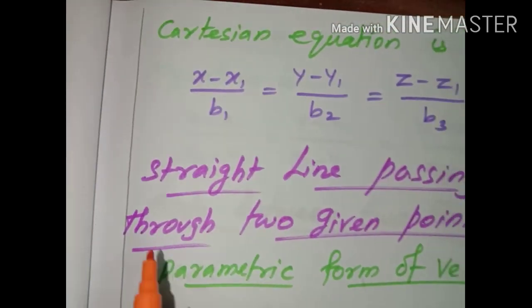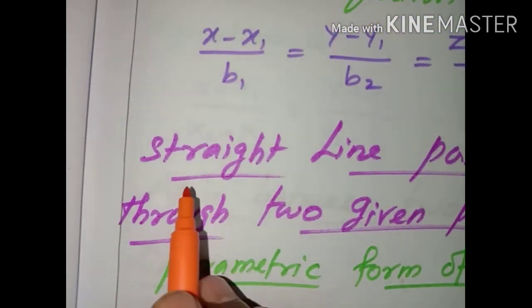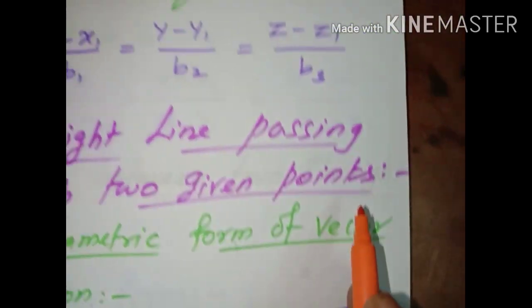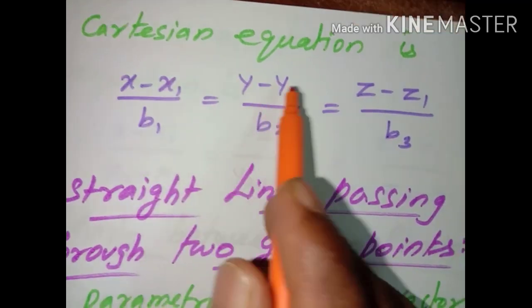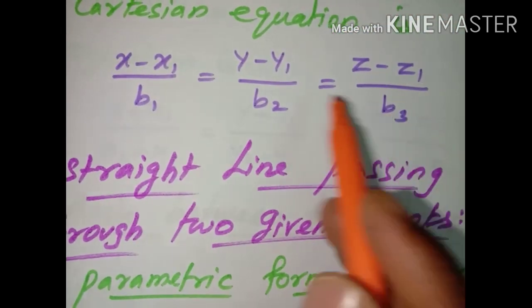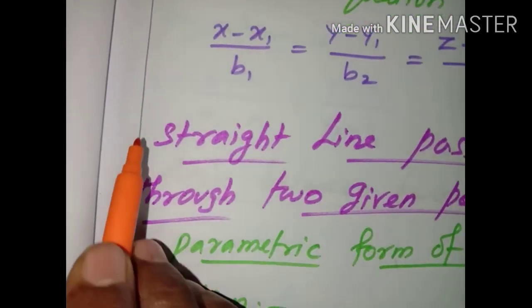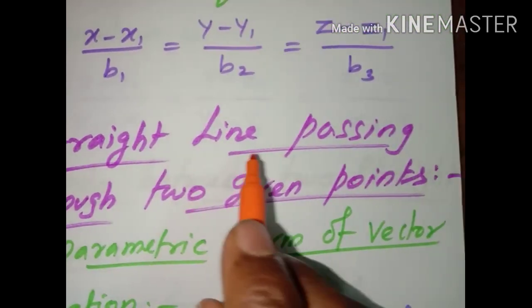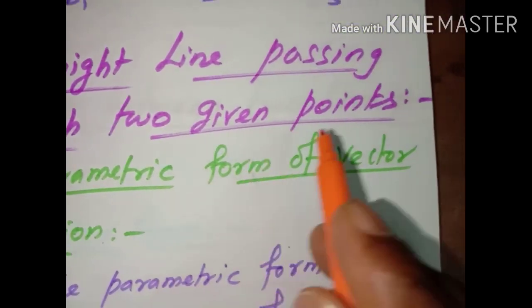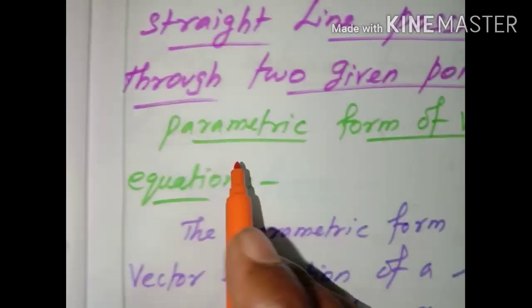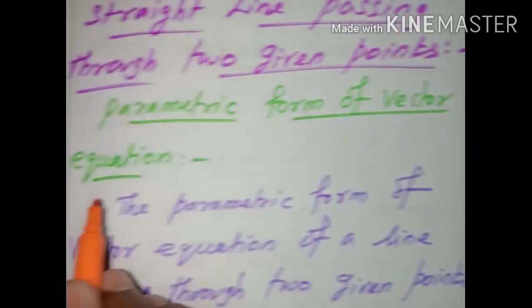Now the next formula: a straight line passing through two given points. Already we covered x1, y1, z1 as a point and b1, b2, b3 as a direction vector. Now the second case is a straight line passing through two given points. The first point, the parametric form of the vector equation.